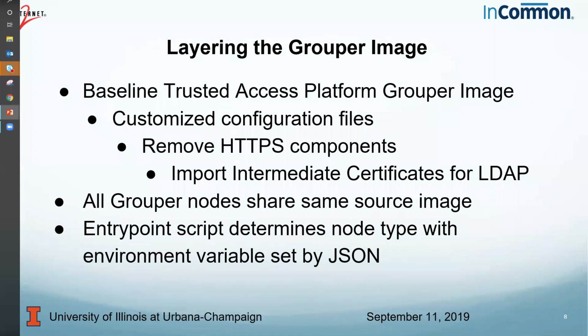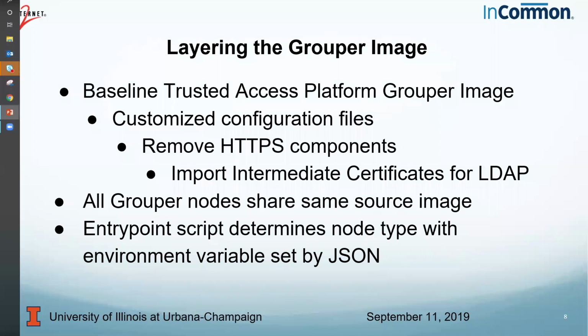So taking the Trusted Access Platform image and layering on top of that was pretty simple. In fact, we don't really have a lot of customizations. The obvious one would be our configuration files. All our Grouper property files are changed to point to our external dependencies. We actually rip out the HTTPS components because the application load balancer is what's terminating the SSL, and so everything behind the ALB is talking just straight HTTP.